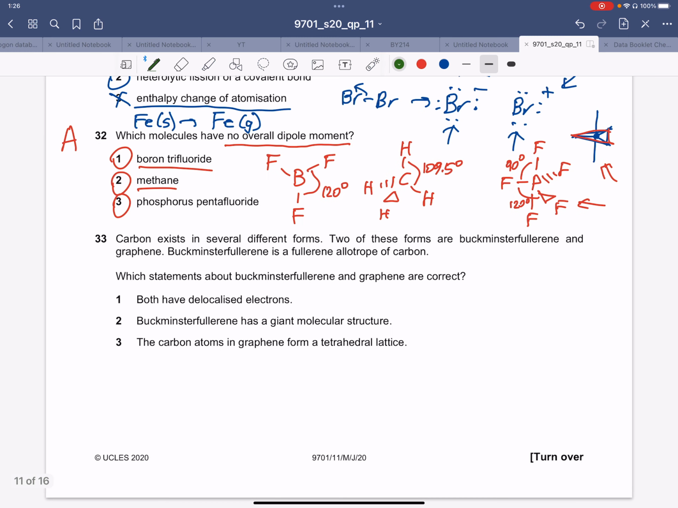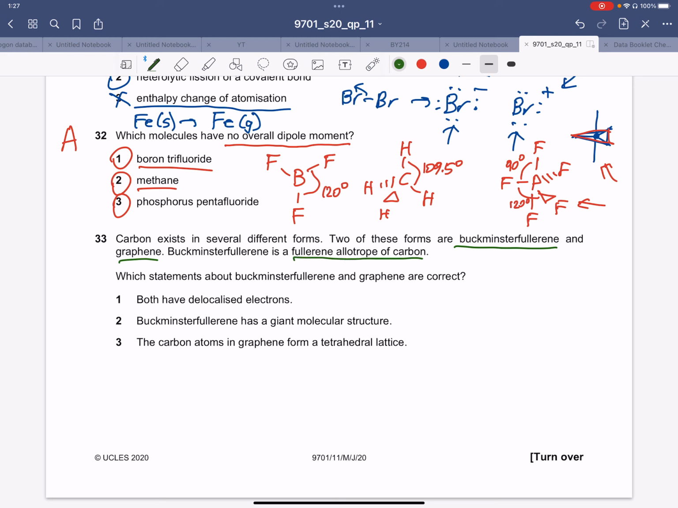All right. Moving on, question 33. So it says carbon exists in several different forms, and two of these forms are Buckminster fullerene, our good old buckyball, and graphene. You should know graphene as well, and that is one of the chemicals involved in pencil lead, which is not really lead, but a combination of clay and graphite.